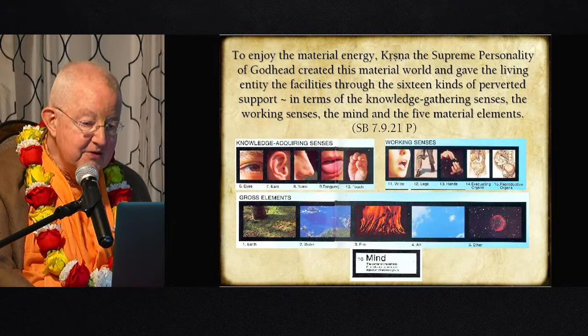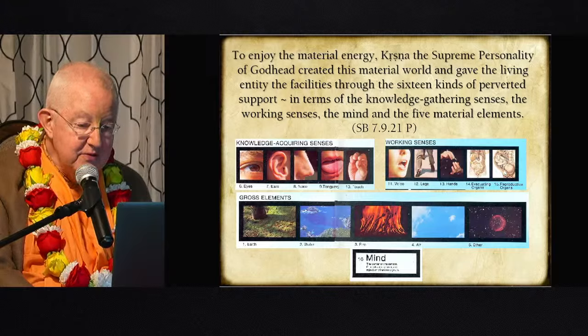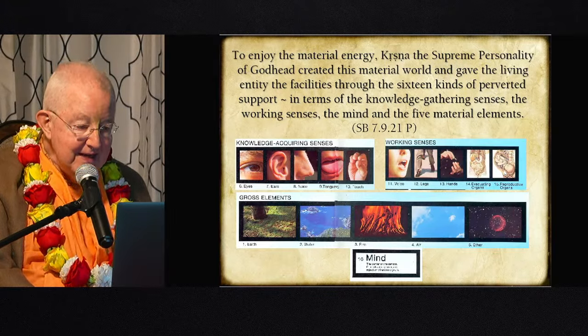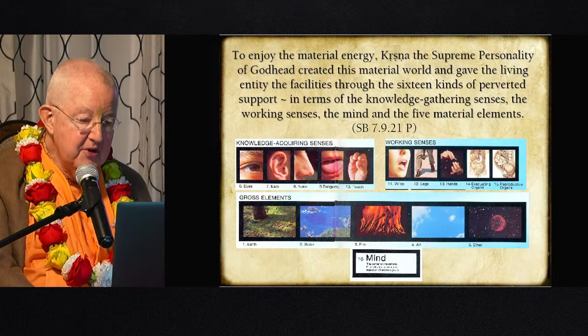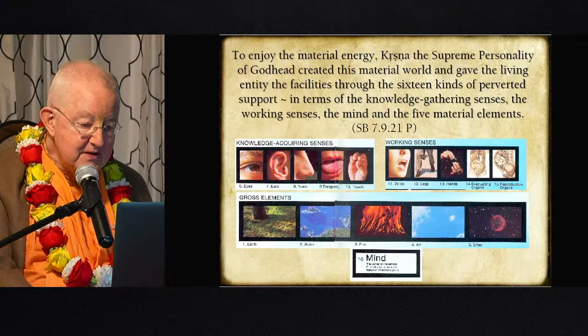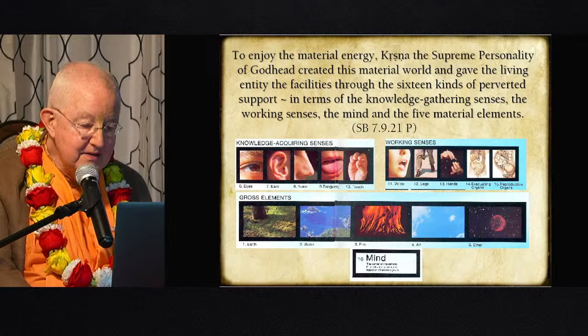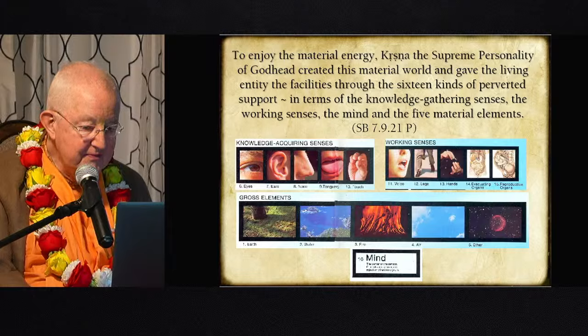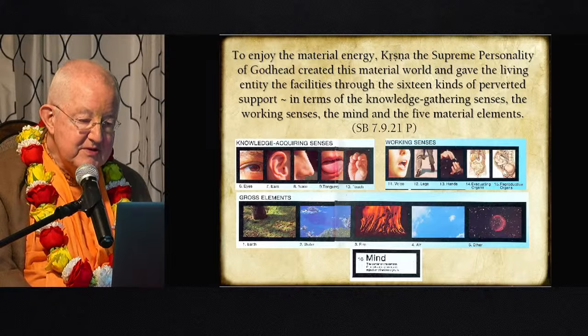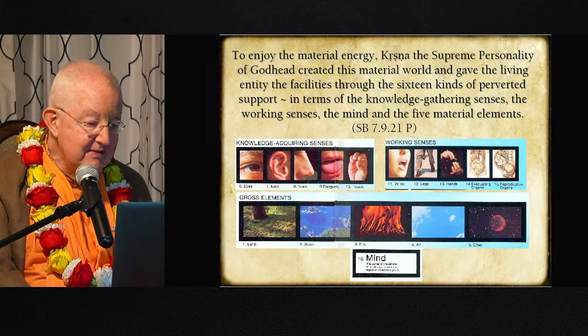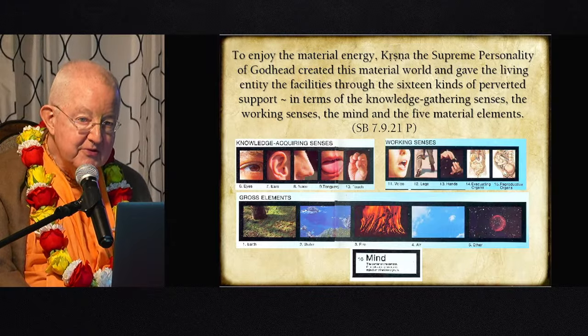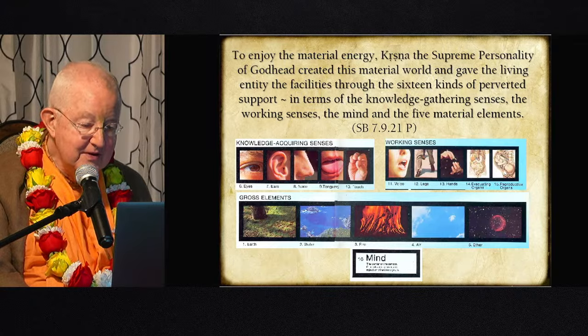To enjoy the material energy, Krishna, the Supreme Personality of Godhead, created this material world and gave the living entity the facilities through the 16 kinds of perverted support: knowledge gathering senses, working senses, that makes 10, right? The mind, that makes 11, and the 5 material elements, that makes 16. Clear? 16. So Krishna provided 16. For what reason? Living entities wanted it. They wanted material enjoyment. They wanted enjoyment apart from the Supreme. Here you go. I don't recommend it, but if you want, here it is.